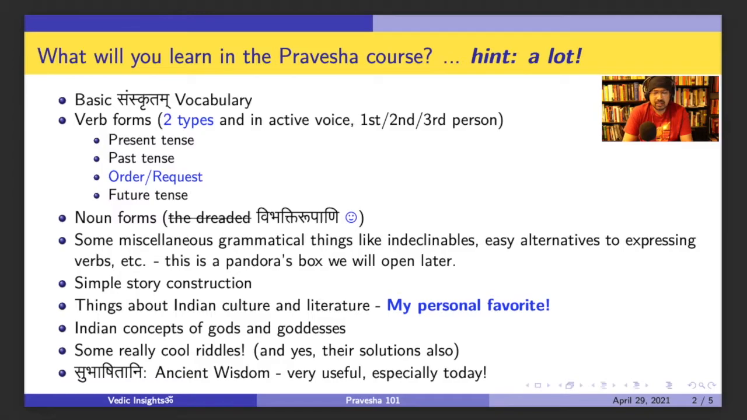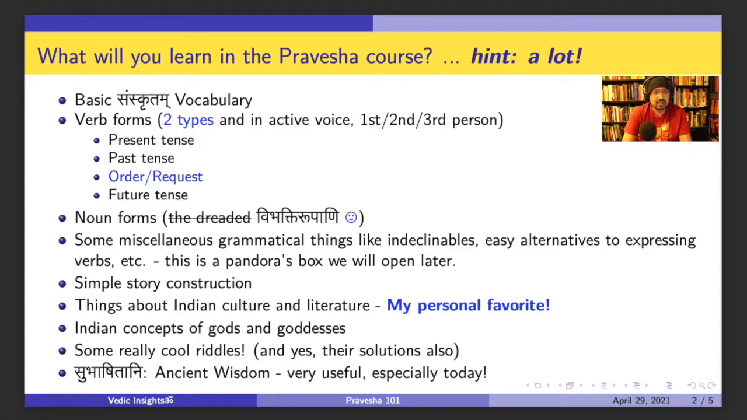The one new thing that at least I came across is a new form of a verb called order or request. Sanskritam makes a difference between when an order is passed or a request is made, compared to all other ways in which you express a verb. So something like "would you please go" is considered a very different way to say the verb go compared to "you go" or "you are going". I think it's a bit hard to convert it into English, but you'll get a sense for it when it's used in the language.